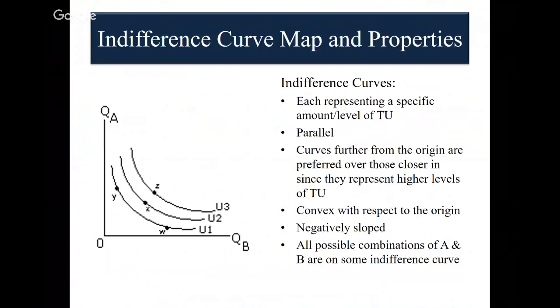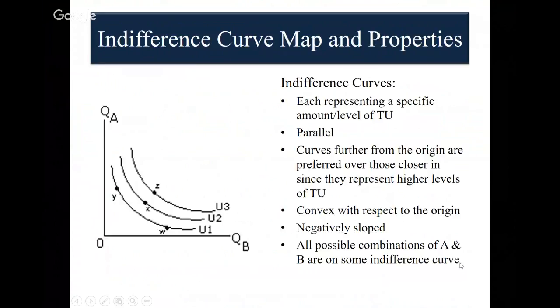If you're going to maintain constant utility, you have to give up some of one good to get more of the other and maintain constant utility. So they can't curve away from the origin. That's also why they're negatively sloped. Again, to maintain constant utility, you have to give up some of one product, get more of the other to keep the utility at a constant level.